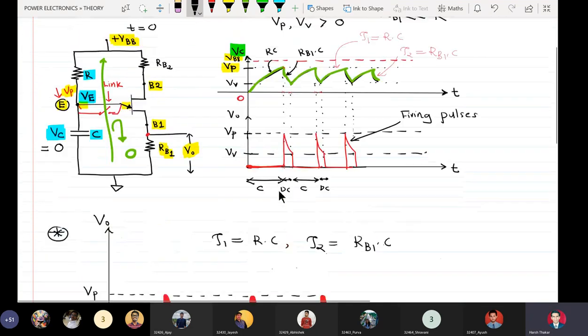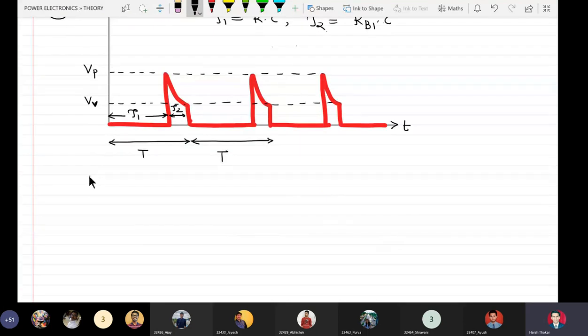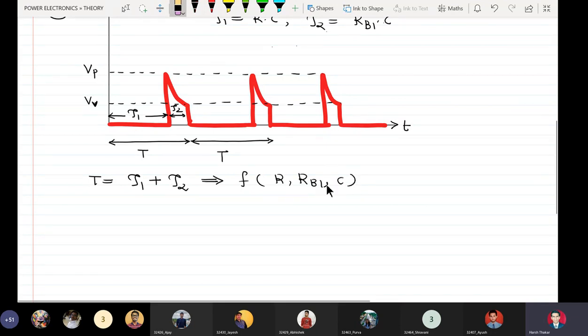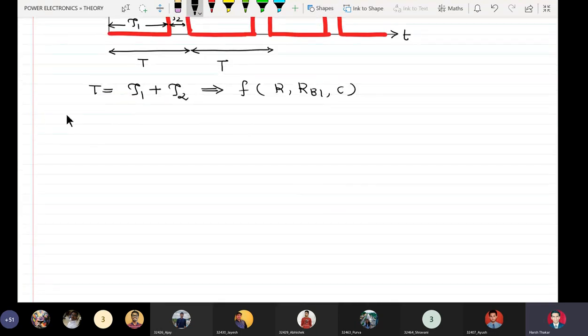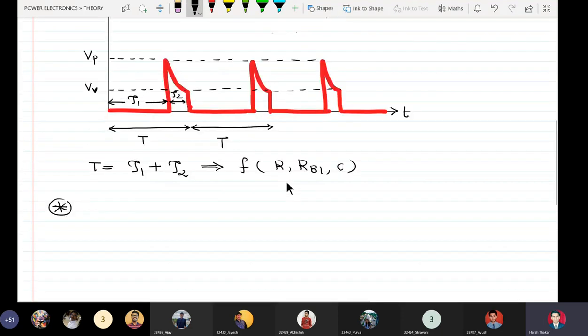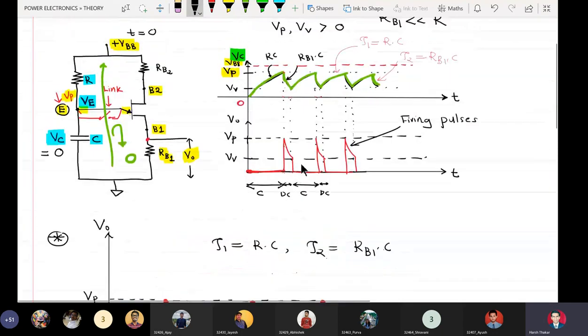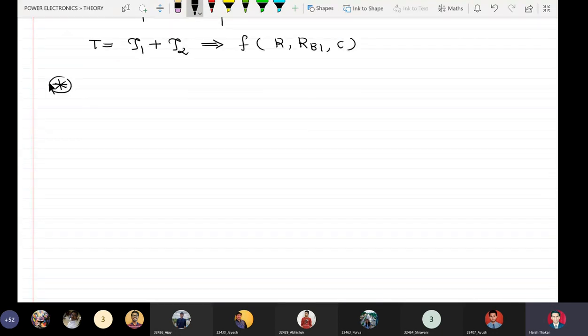Now it is very clear that the time period T of the pulses will be equal to tau 1 plus tau 2. That means it is a function of R, RB1 and C. So there are some design equations for designing a UJT triggering circuit, and we can write them like this.